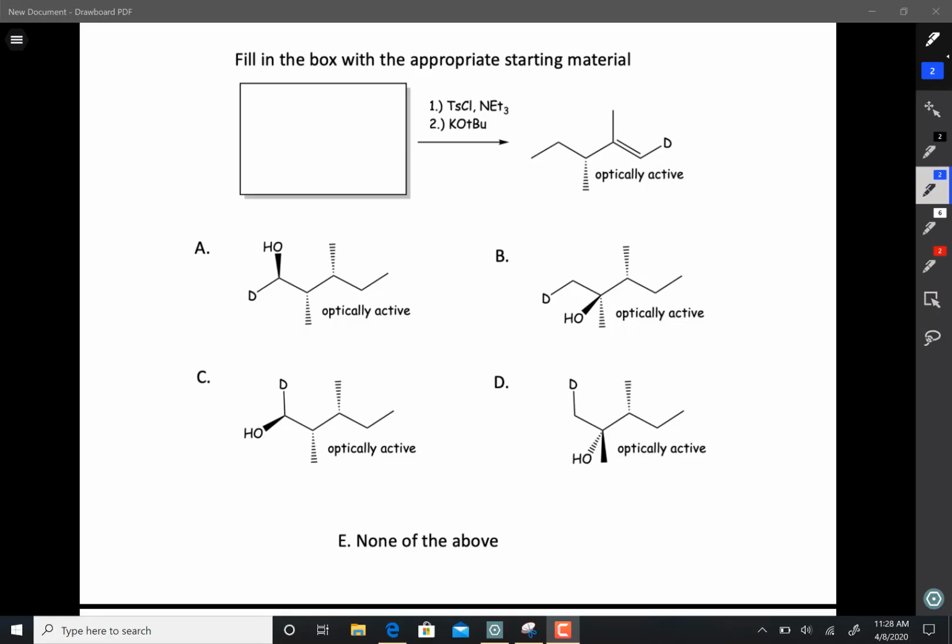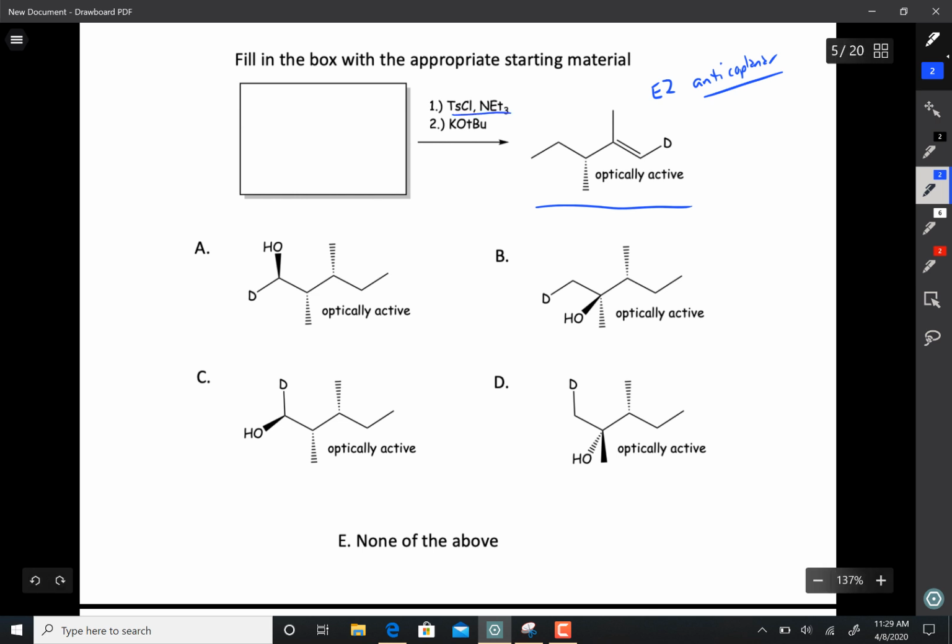Okay, here's a predict the starting material problem where the target is an alkene that's optically active, and this alkene has a possibility of diastereomers. So when you have an alkene with a possibility of diastereomers, you definitely want to be thinking of the E2 reaction, especially the anticoplanar rule. And our conditions are tosyl chloride and triethylamine followed by potassium tert-butoxide.